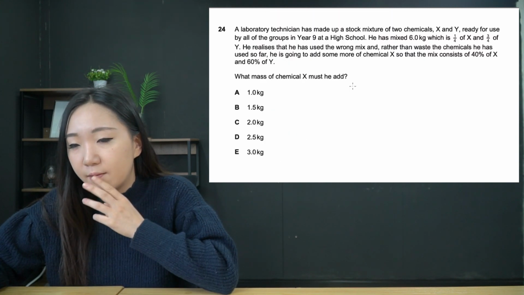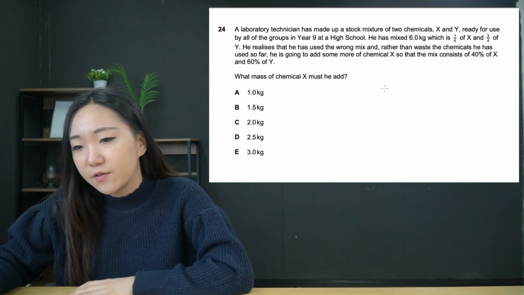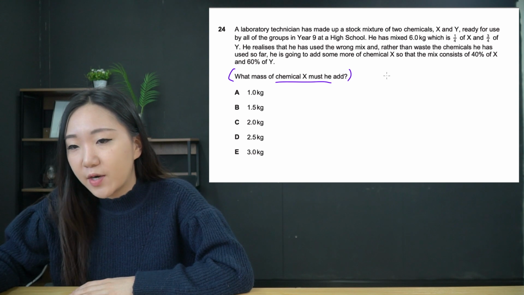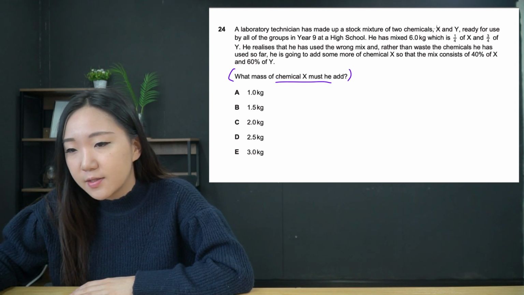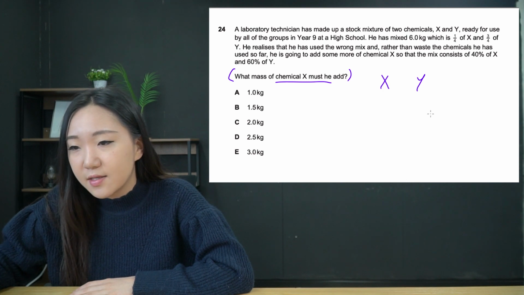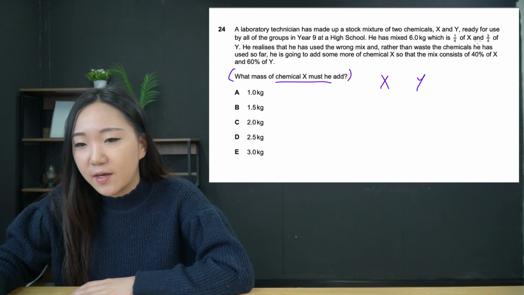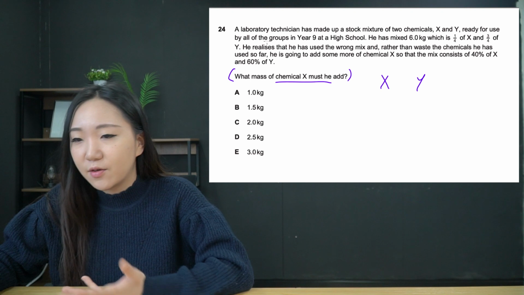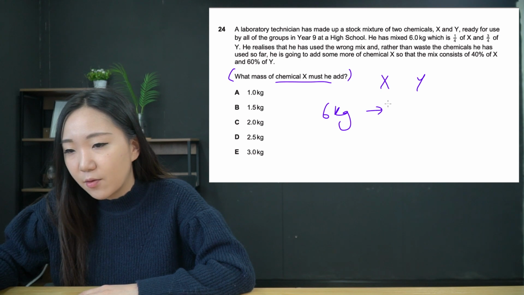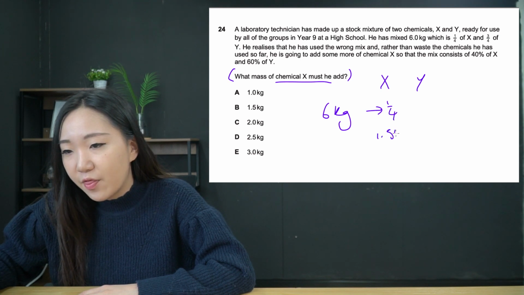Okay, so now looking at this one, again, question first: what mass of chemical X must he add? Okay, so what are we trying to do here? We've got 2 chemicals, X and Y, and immediately I'm going to start writing it down in shorthand, because look at this stuff, ready to use by all of the groups in year 9 at high school, obviously completely unnecessary. So we've got a total of 6 kilograms mixed, and of that, a quarter is X, so that would be 1.5 kilograms, and then 3/4 would be Y.